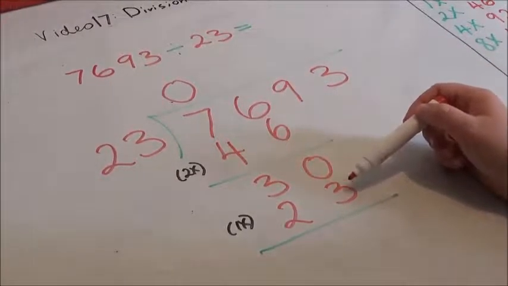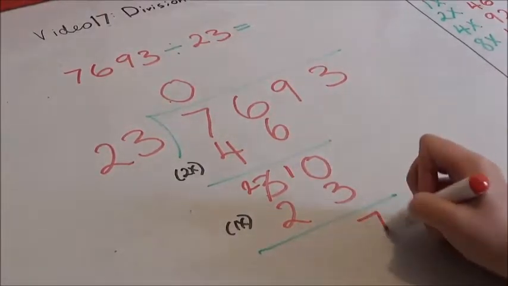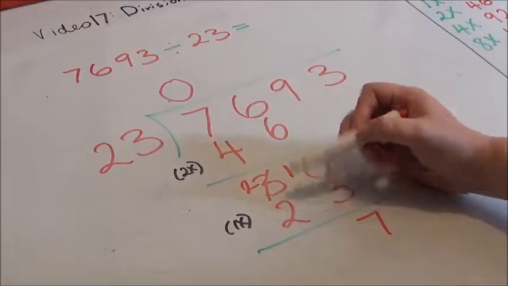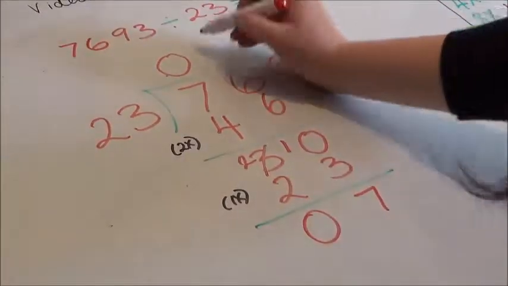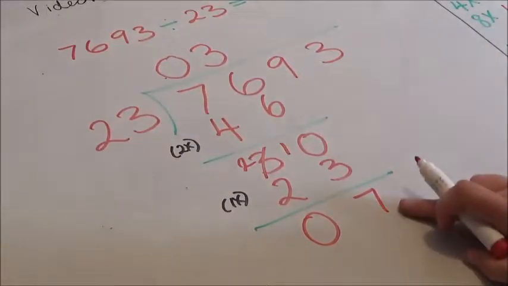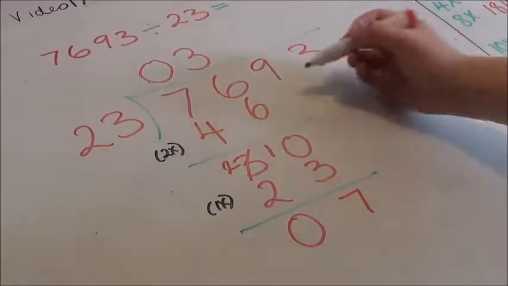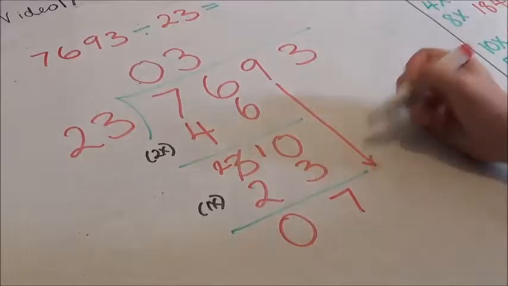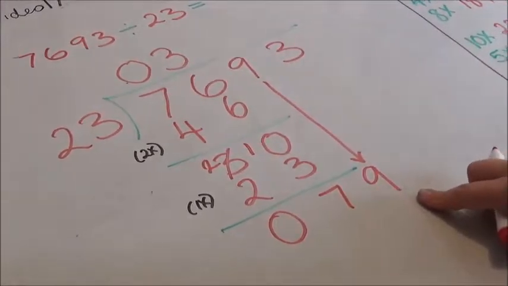0, take away 3, can't do that. 10, take away 3 is 7. 2 tens, take away 2 tens is 0. Okay, so we know that we took off 3 groups here. And we've got 7 left. We definitely can't fit any more 23s from 7. So we're going to need to bring down our next place value position to make the number 79.